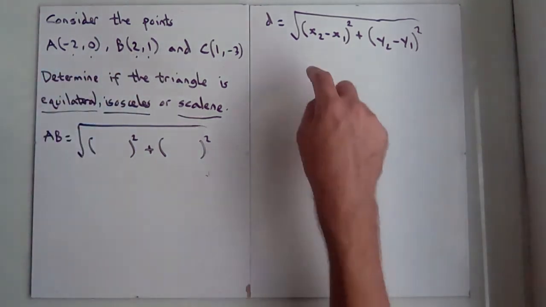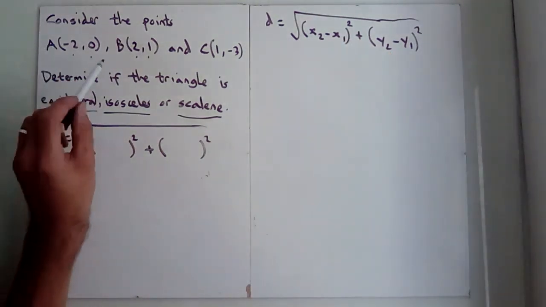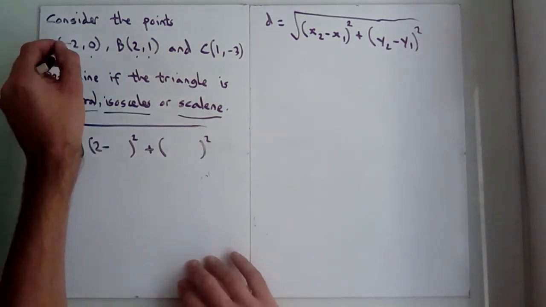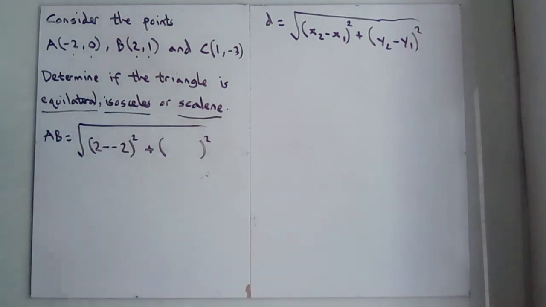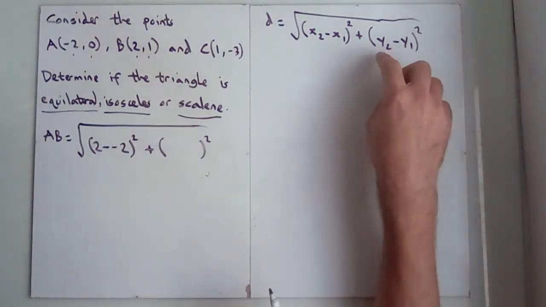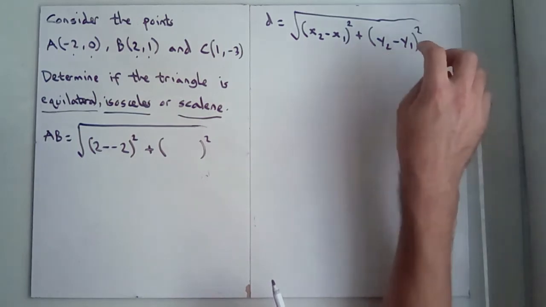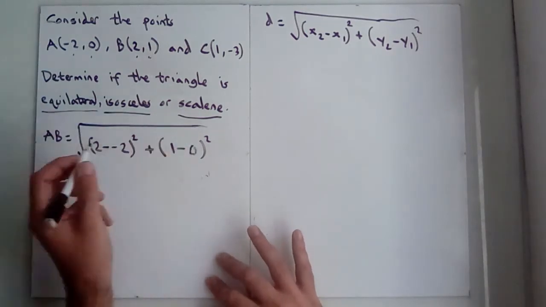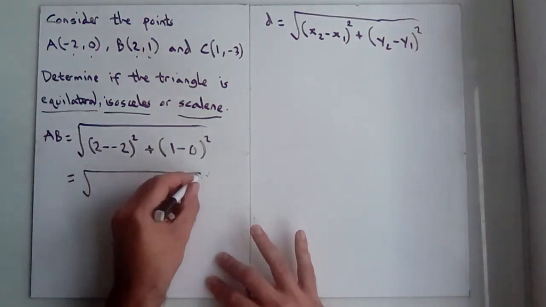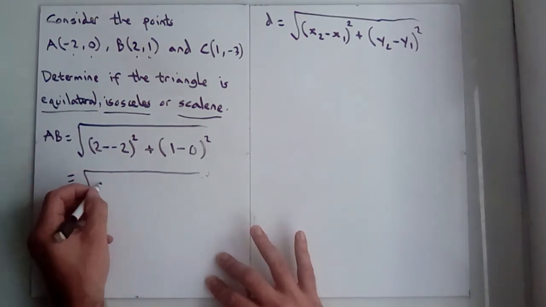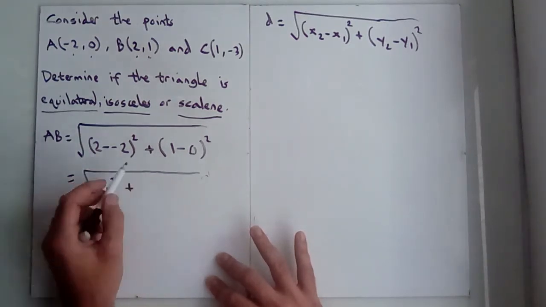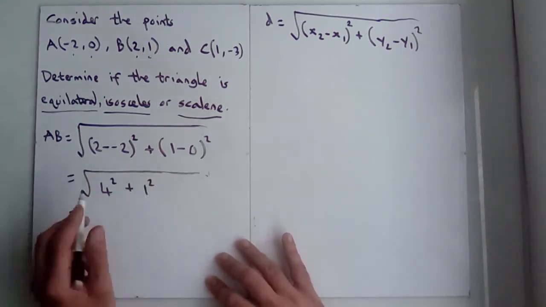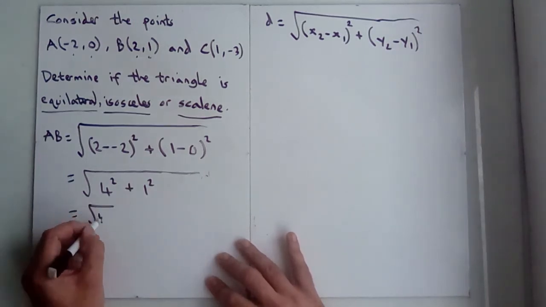Okay, so x2 minus x1 must be the x coordinate of B minus the x coordinate of A. So it's 2 minus -2. You do need to really be careful with negative signs here. Now for the y's, it's the y coordinate of the second point minus the y coordinate of the first point. So that's going to be 1 minus 0. 2 minus -2 is 2 plus 2, so it's 4 squared. Plus 1 minus 0 is 1 squared. So 4 squared is 16, 1 squared is 1, 16 plus 1 is 17, so it's root 17.